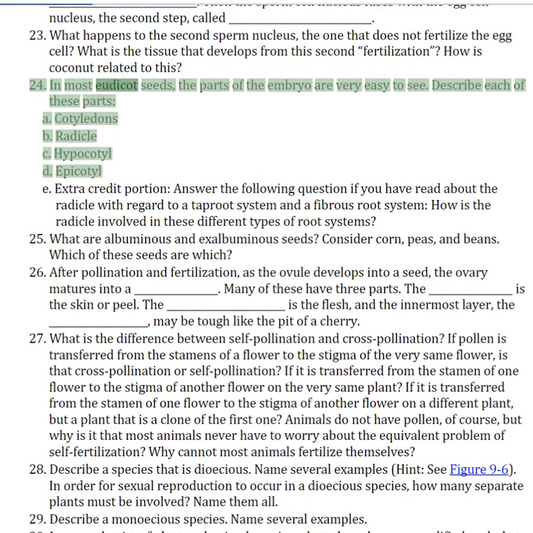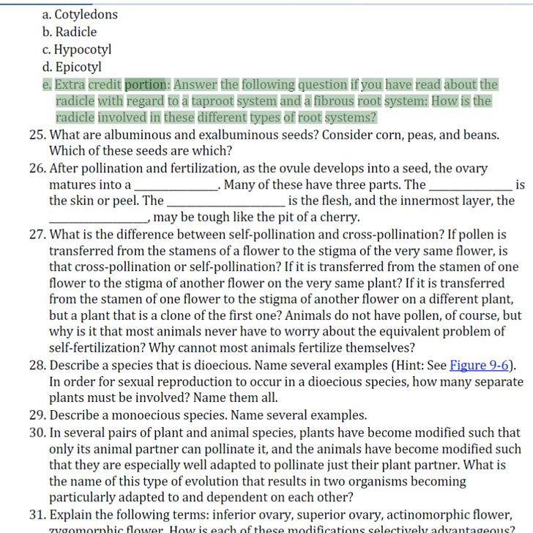24. In most eudicot seeds, the parts of the embryo are very easy to see. Describe each of these parts. A. Cotyledons. B. Radicle. C. Hypocotyl. D. Epicotyl. E. Extra credit portion. Answer the following question if you have read about the radicle with regard to a taproot system and a fibrous root system. How is the radicle involved in these different types of root systems?